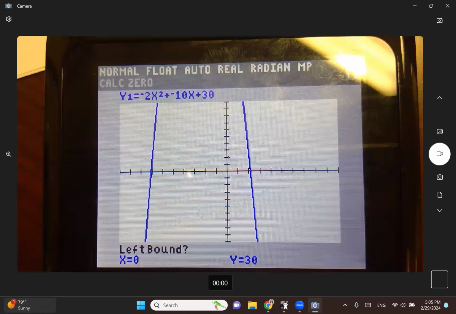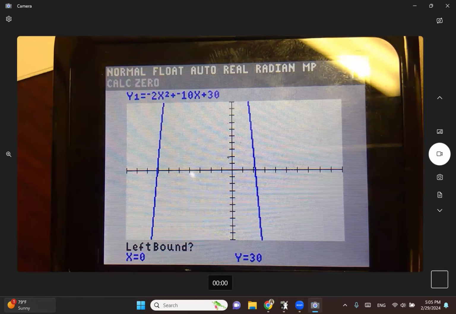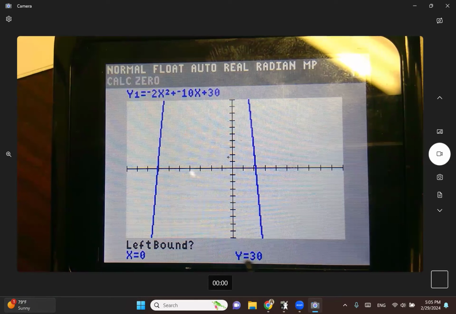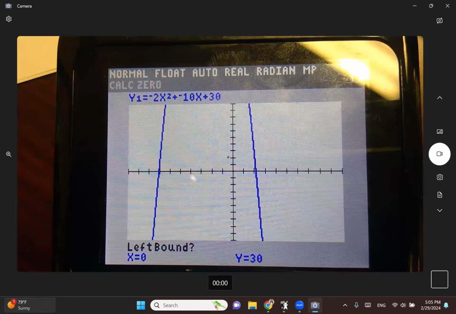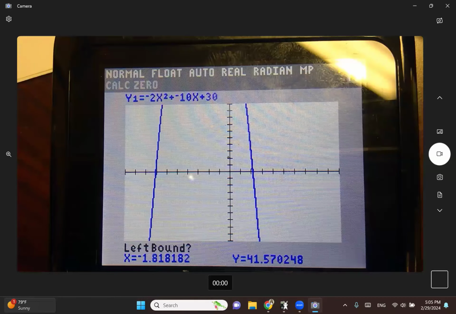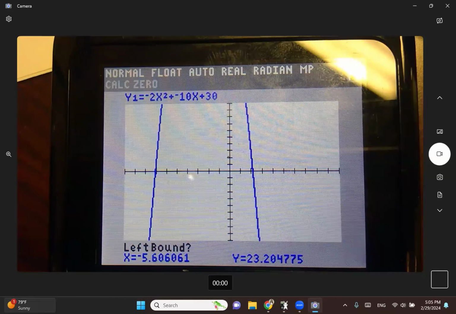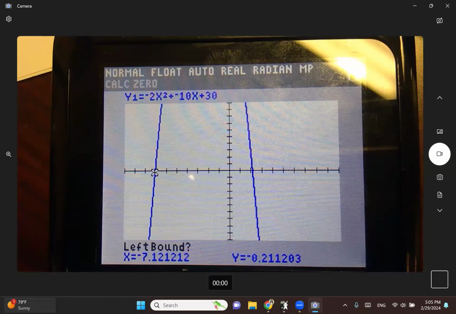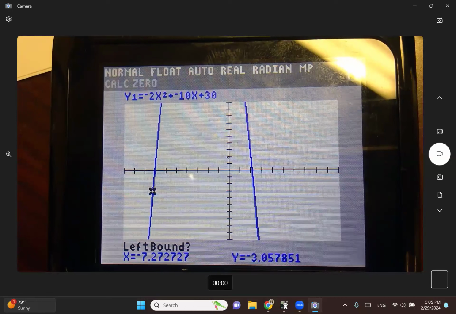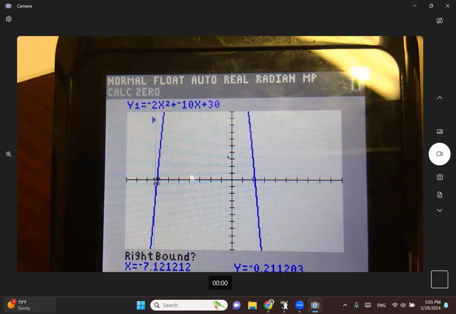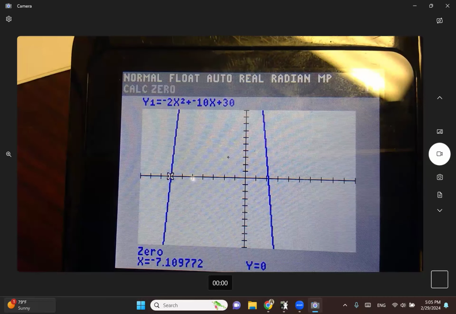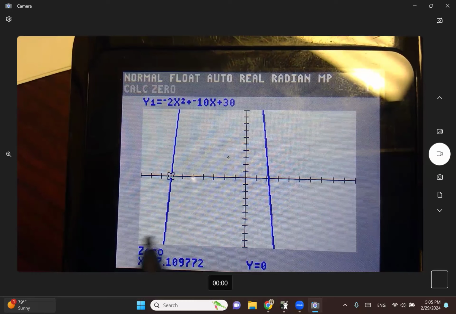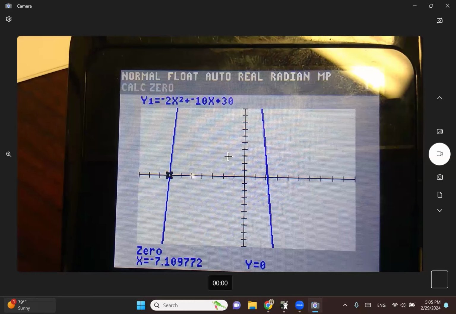So I press 2. Remember, your star always starts on the y-intercept. So you know that the y-intercept of this is 0, 30. So I'm going to go to the left side because I'm on the y-axis right now. I'm going to go left until I find my little star, until it pops up. There we go. Now it wants us to go to the left side of the x-intercept. So I'm going to press the left button, go back to my x-intercept, and then press the right button. So now I'm on both sides, and it says the 0 is 7.1. That's my x-intercept.